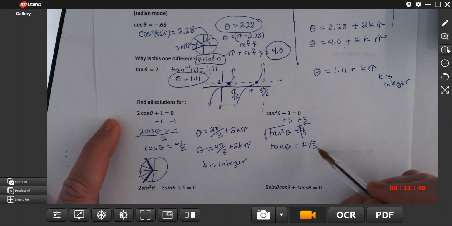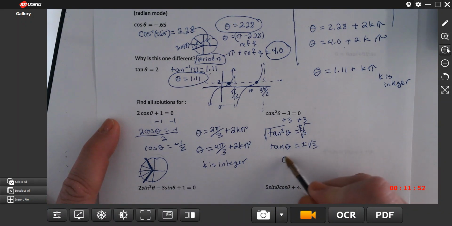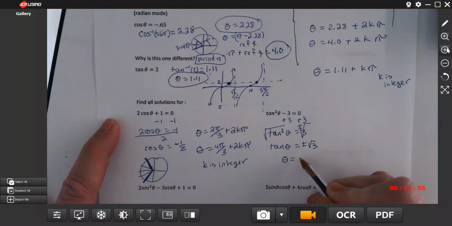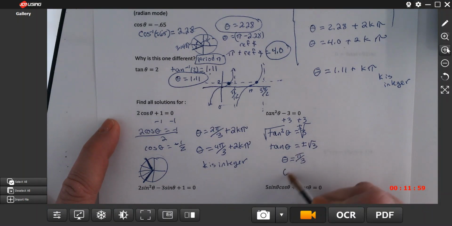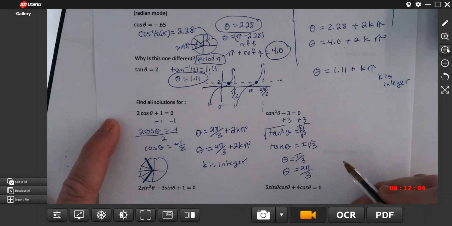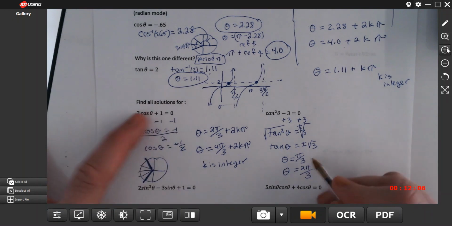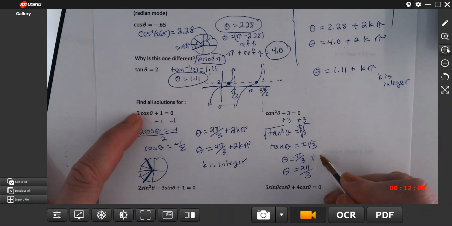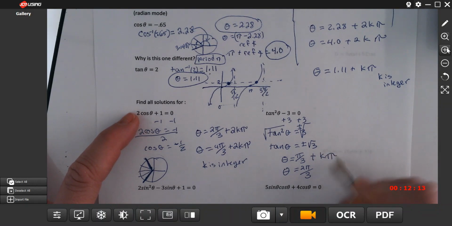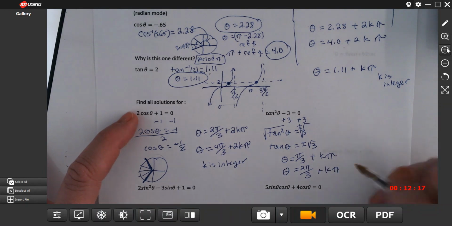So those are special output values for tangent. So the two places where tangent equals positive square root of 3 and negative square root of 3. So the positive is at pi over 3, and the negative is at 2 pi over 3. And then if I want all solutions, this is tangent, so I'm going to add multiples of pi, not multiples of 2 pi. So plus k pi, plus k pi. K is an integer.